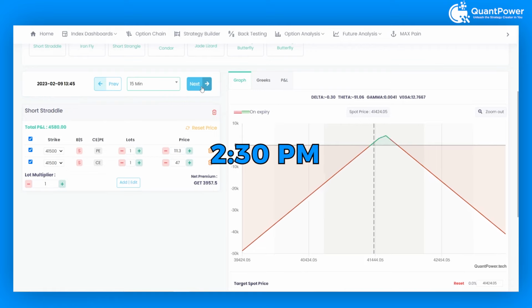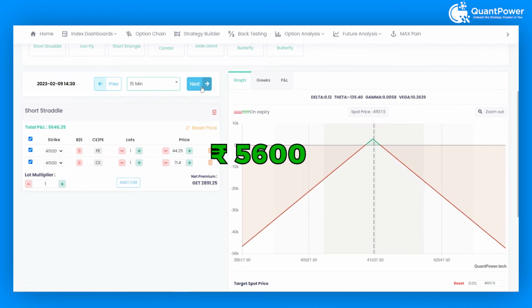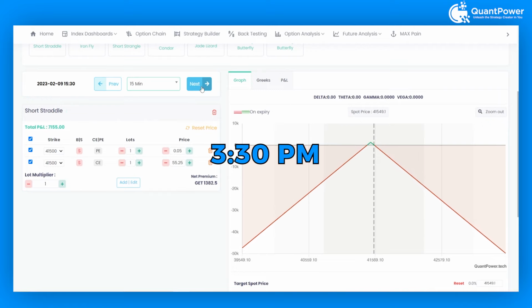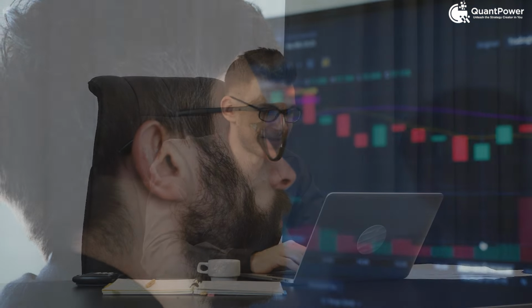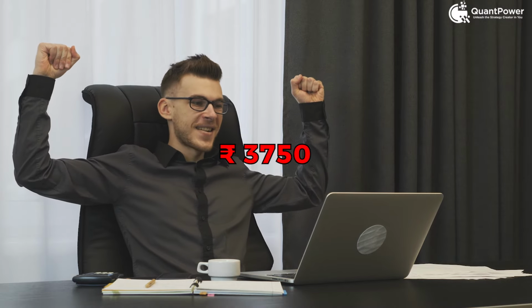By 2:30 p.m., our profit has increased to 5,600 rupees. And by 3:30 p.m., our final profit is 7,155 rupees. Our initial stop loss was only 3,750 rupees, and we have earned more than that.